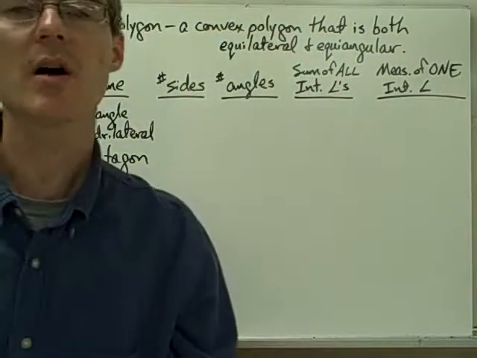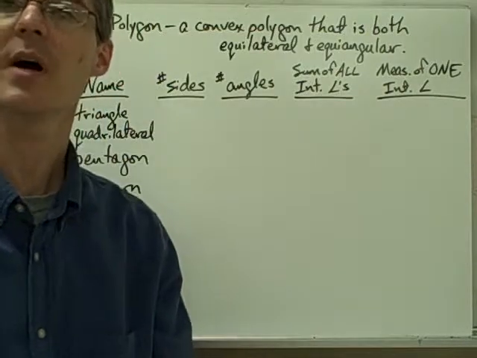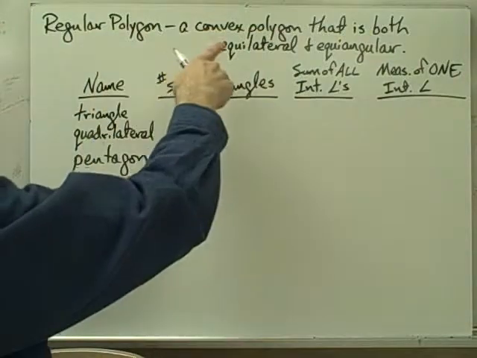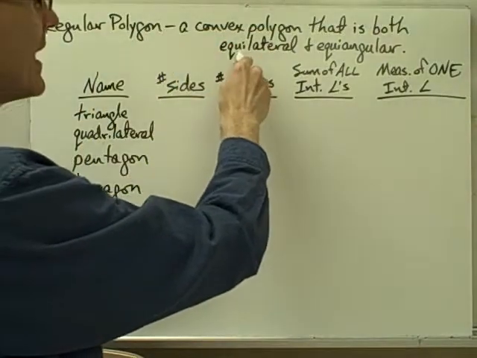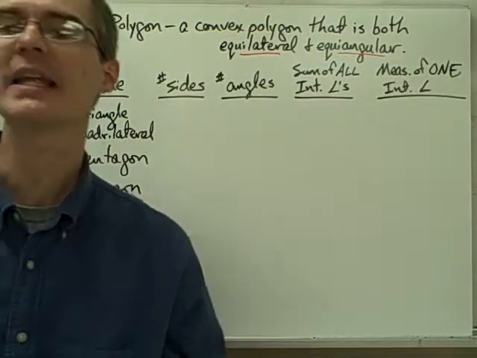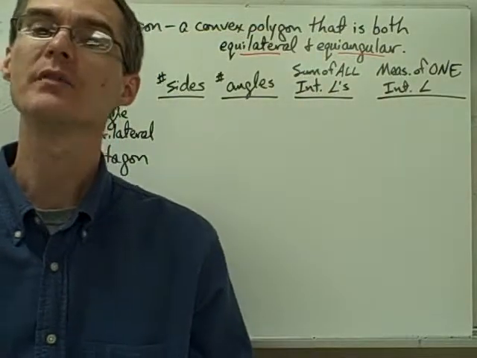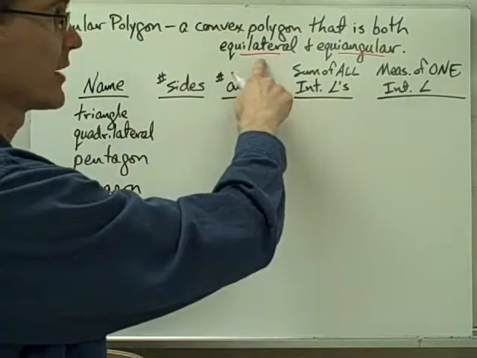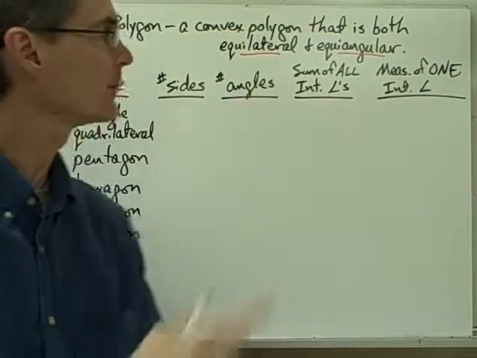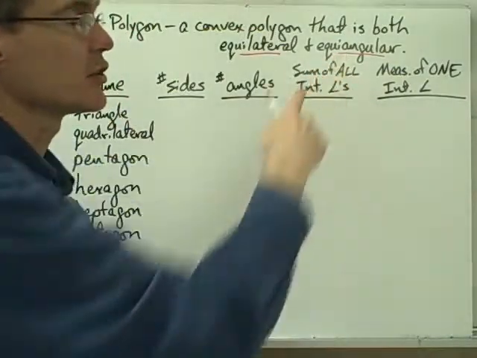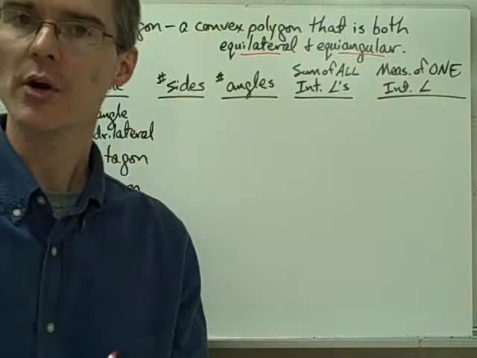All right, now we want to talk about a particular type of convex polygon, which is called a regular polygon. And a regular polygon is a convex polygon that is both equilateral and equiangular. Now, we've talked about equilateral figures before. In fact, we've done a lot with equilateral triangles. An equilateral triangle is just a triangle that has all sides congruent. Well, equiangular is similar in that equiangular is just a fancy word for all angles are congruent.